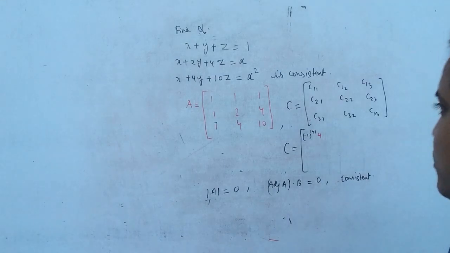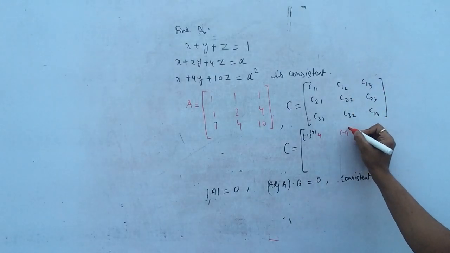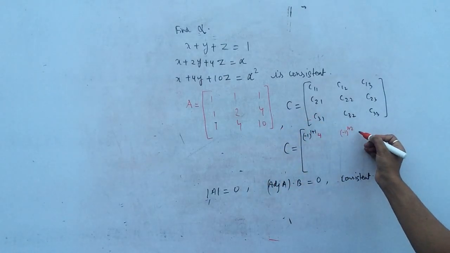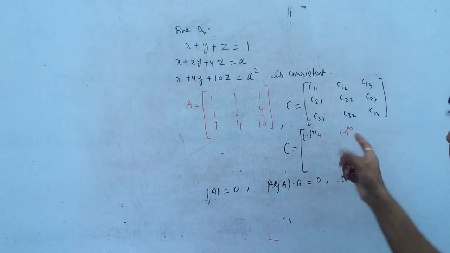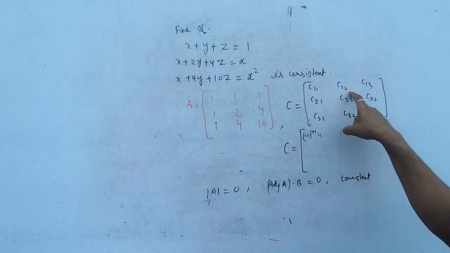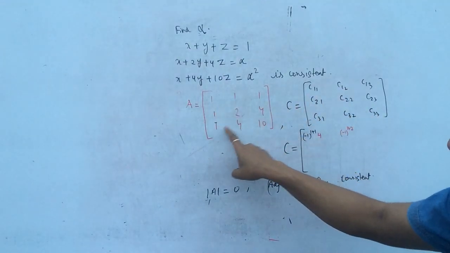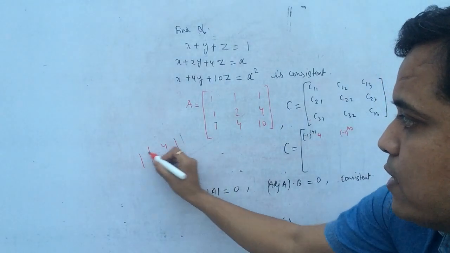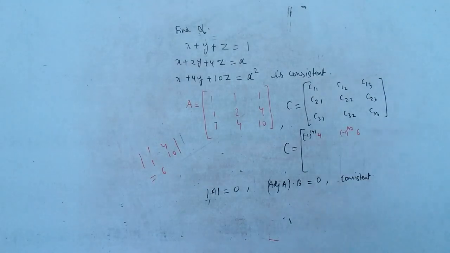Now C12 is minus 1 raised to power 1 plus 2, and the determinant of the submatrix, we call it minor. C12 means remove first row and second column. What would you get? 1 1 4 10. Solve this: 10 minus 4, 6. Right, 6 here.